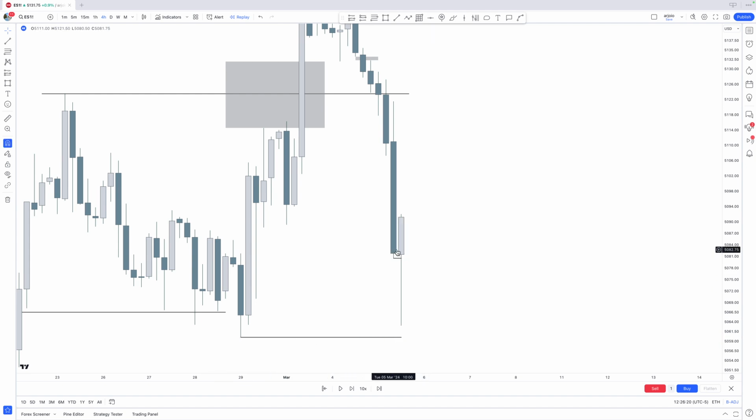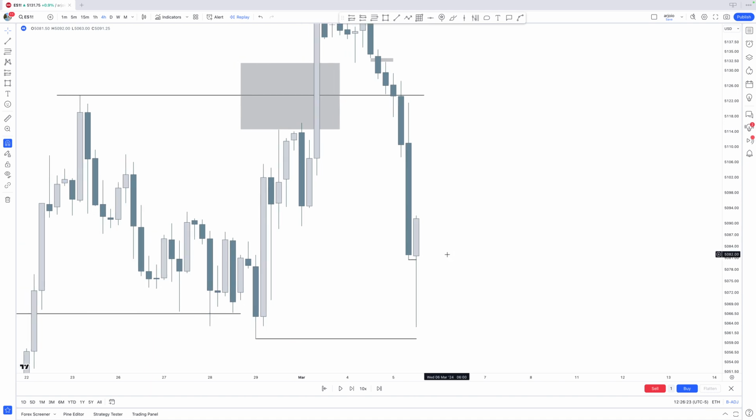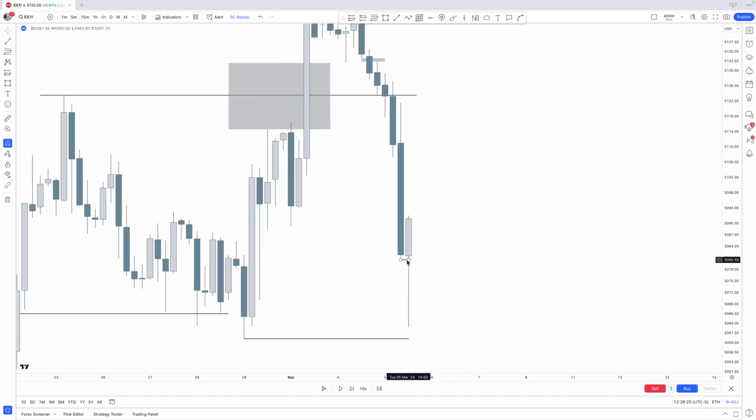Then we get this. We get a candle like this right here. After coming below the previous candle low, we now see a respect of the previous candle low and a huge wick at the bottom.